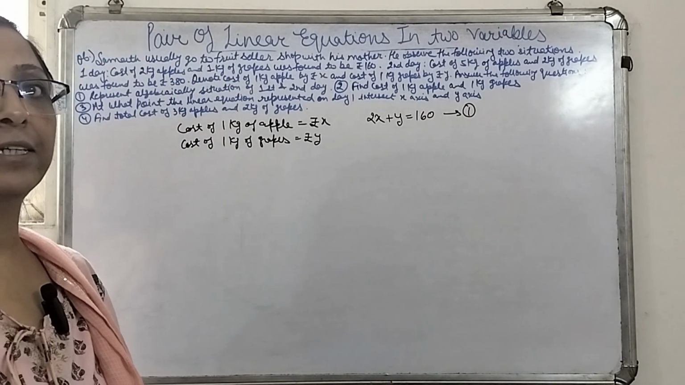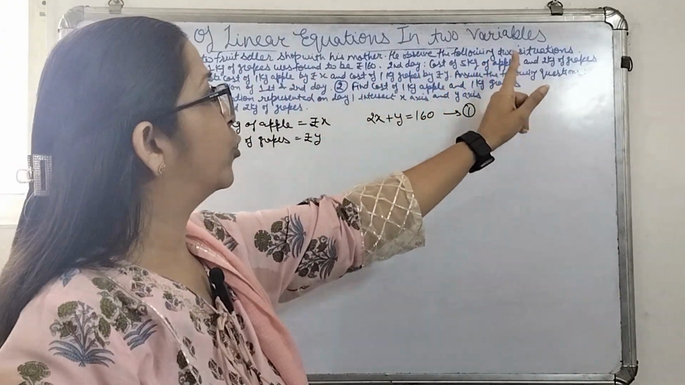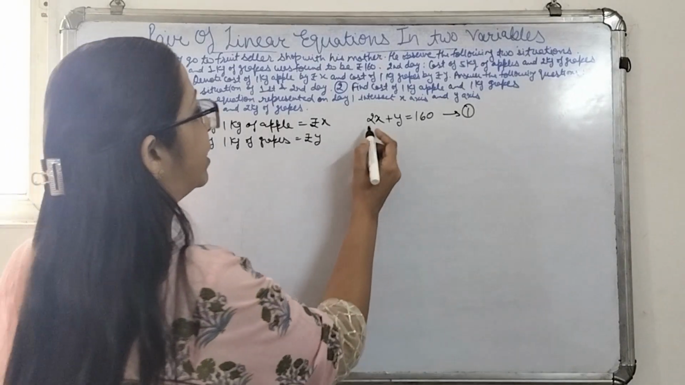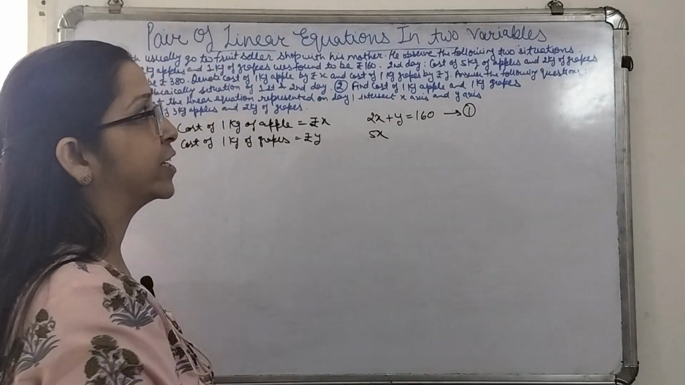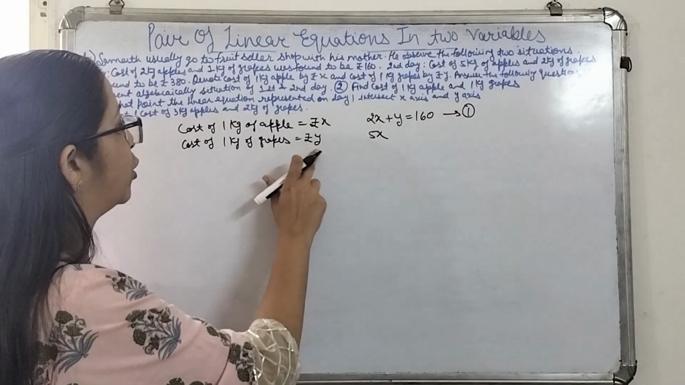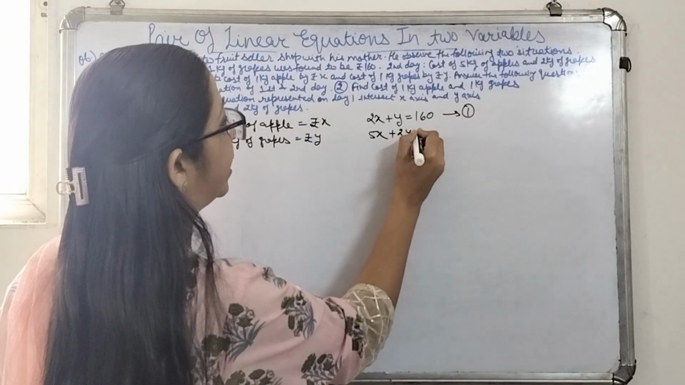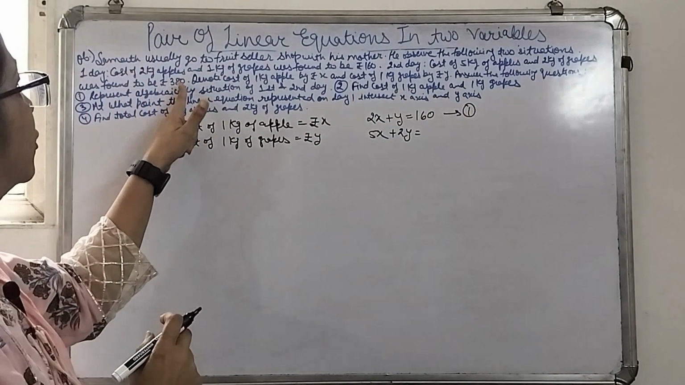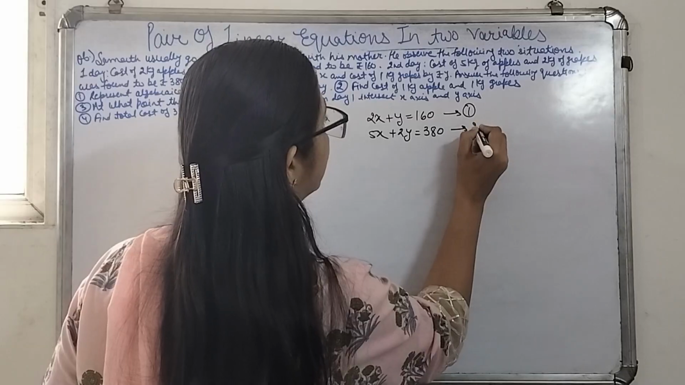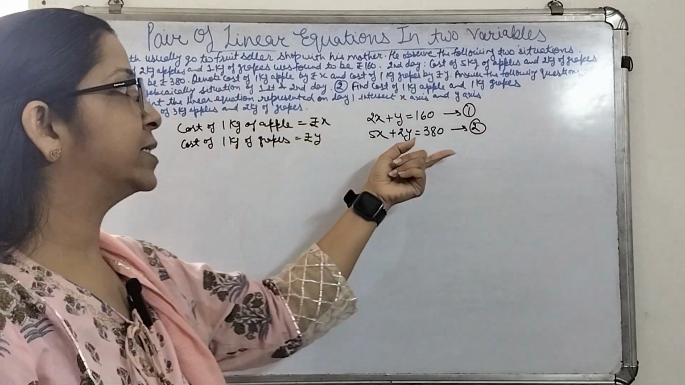Algebraically we have represented it. Second is the cost of 5 kilogram of apples. So 1 kilogram of apple is x rupees, so the cost of 5 kilogram of apples will be 5x rupees. And 2 kilogram of grapes: 1 kilogram of grapes costs y rupees, so 2 kilogram of grapes will cost 2y, and the total amount is rupees 380. So this is your second equation. So the first part we have done, that is to represent algebraically the situation of the first and second day.